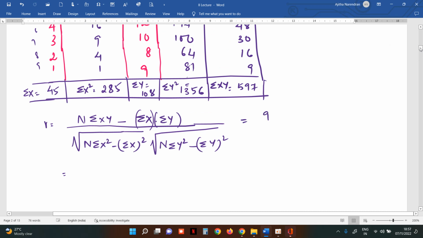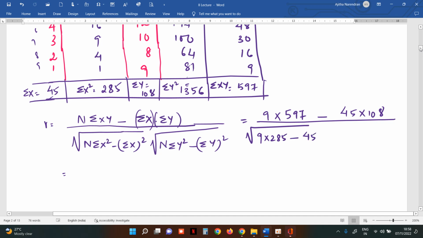I'll write here. n, 9, into summation of xy is 597. Minus summation of x is 45, 45 into 108. So the numerator is ready for calculation. Write down the denominator. Again you write 9. Summation of x square is how much? 285. Write down 285 minus summation of x whole square. So summation of x is 45, whole square. Multiplied by 9 into summation of y square, how much? 1356. 1356 minus 108 whole square.